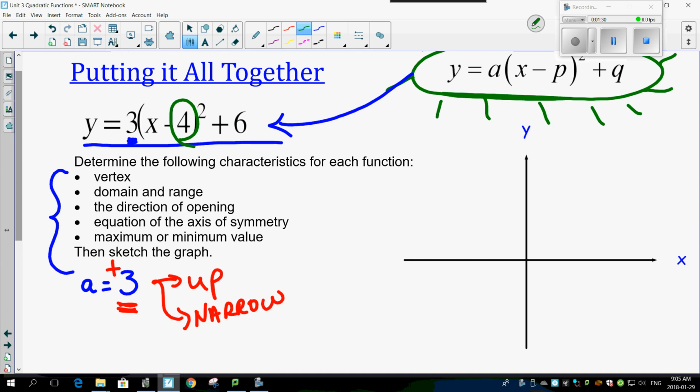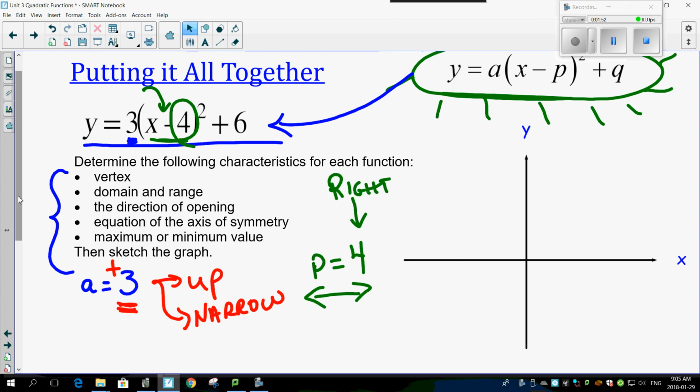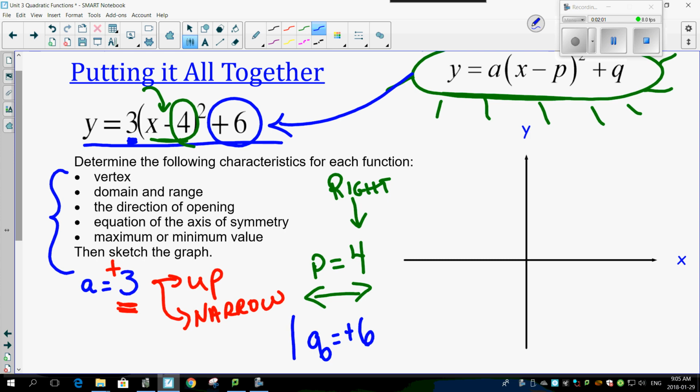Okay, next thing that we want to look at is this number. That's a 4. Remember that negative? That's the thing that's going to get you. That p-value actually is 4. All right, that's very important. And remember that p-value, since it's next to the x, is left-right movement. So we've got a movement of 4 units right. And last but not least, is this value here, the positive 6. That's your Q value. Q value is a positive 6. Remember, this is your up-down movement.